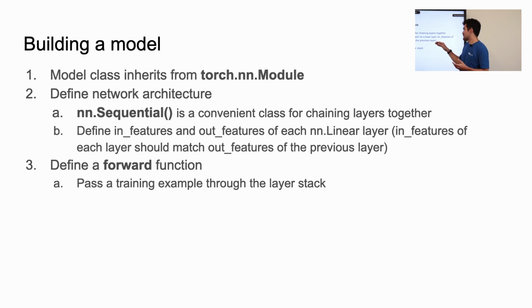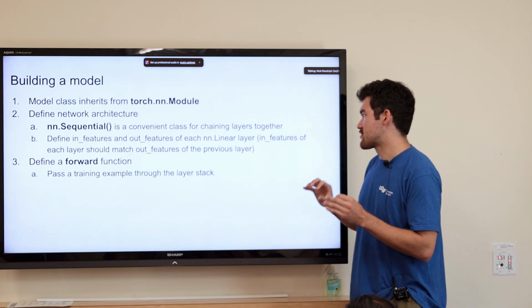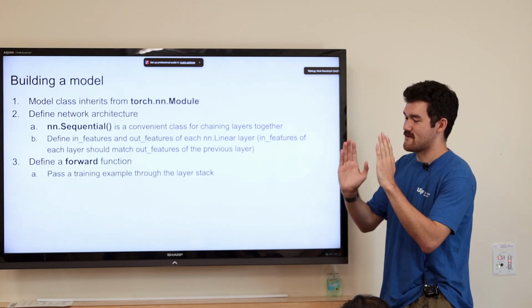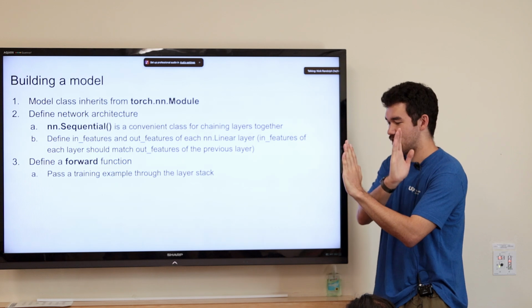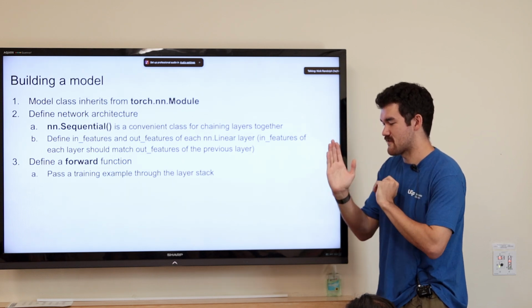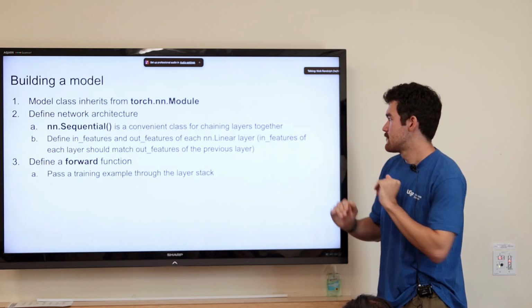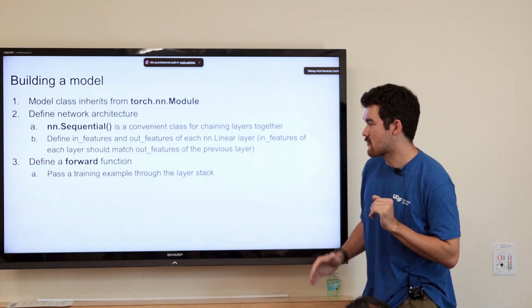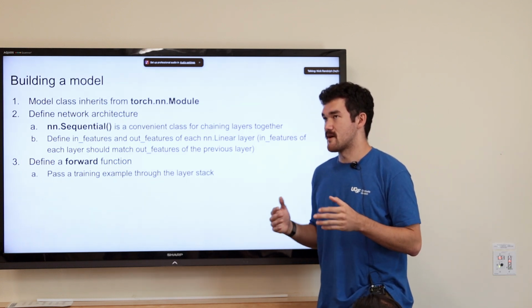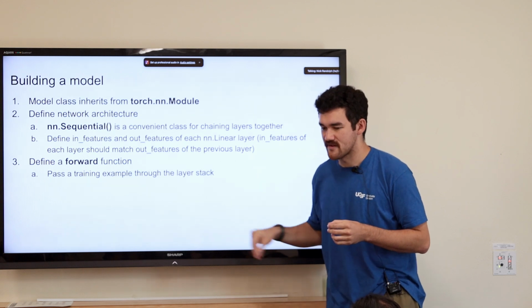Ultimately, the input features of your first layer should match the number of features in each training example, and the number of output features in your last layer should match the number of dependent variables you're trying to predict. And then the in and out features of each layer should match: the in features of one layer should match the out features of the previous, and the out features of this layer should match the in features of the next. And then finally, you need a forward function, which tells the model how to pass a training example through its layers.